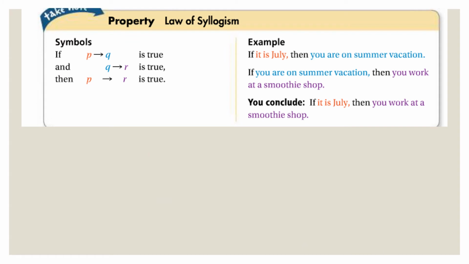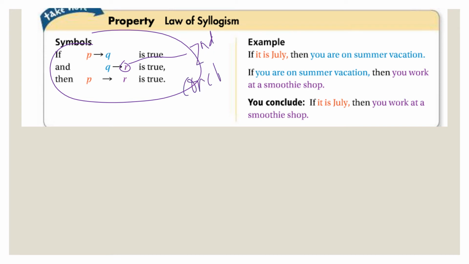Okay, so the law of syllogism. Pay attention to this over here. If P then Q is true, and Q then R is true, then P then R is true. So R is a second conclusion slash statement. So it's just like another part of a sentence that's being added in.